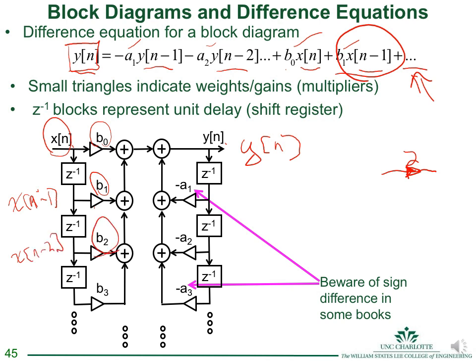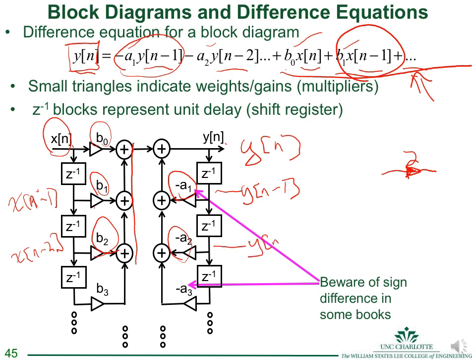Same thing at the output. So this is y of n minus 1 after the delay through the z minus 1 times minus a1. And so I get minus a1 y of n minus 1, minus a2 times y of n minus 2. And all that gets added together and added to the input coefficients. And so that forms the sum. And so this block diagram is used to implement a difference equation.